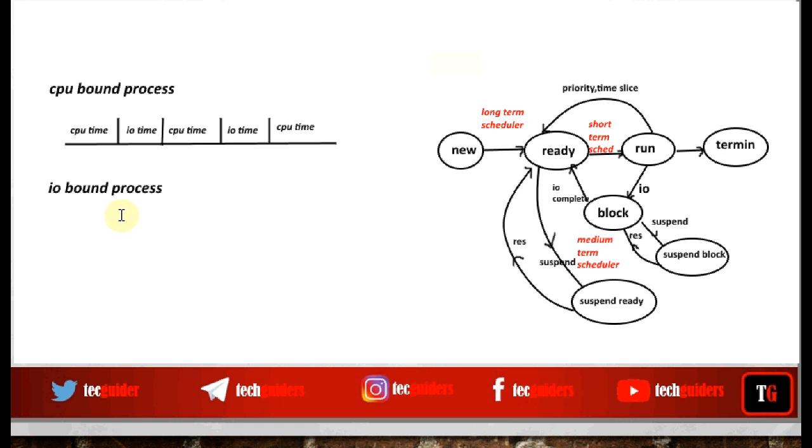So, when a long-term scheduler picks up n number of processes to be loaded to the main memory, if all these n processes are IO bound processes, then what happens? All these processes move from their running state to the blocked state. All of them will be waiting in the blocked state. The CPU will not be utilized. CPU utilization will be very less.